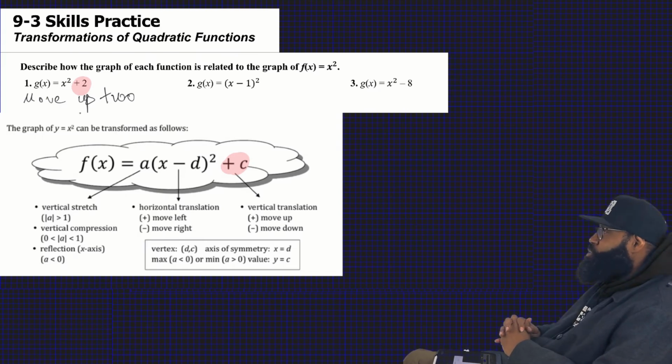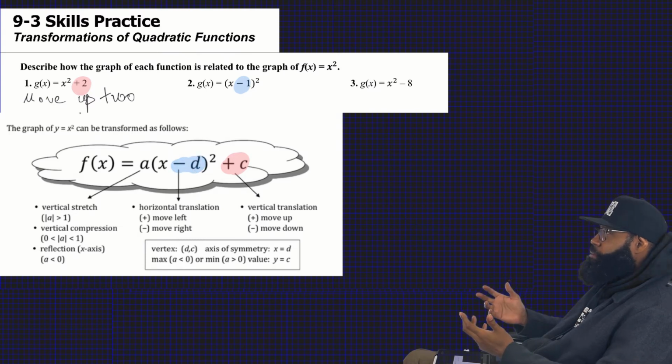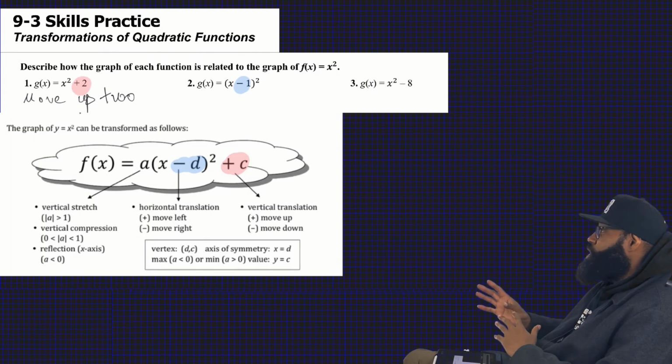So, +2 means it's going to move up 2. And that's it for that. There's nothing else going on. There's nothing in front of it, nothing behind it. So in this one, you see nothing in front of it.